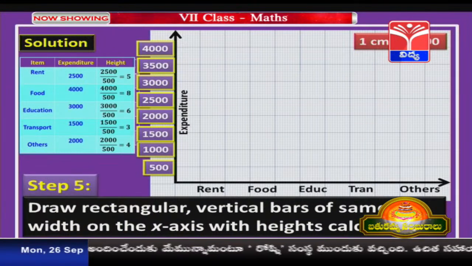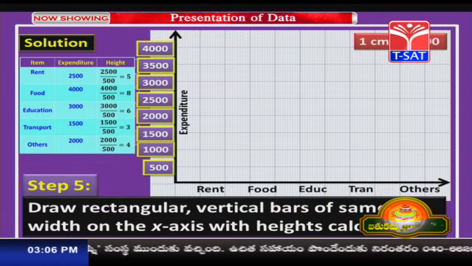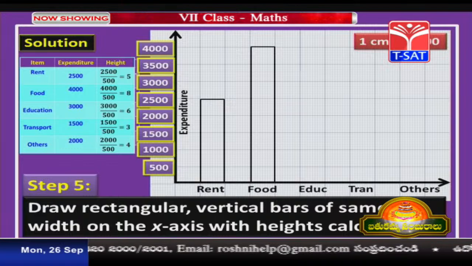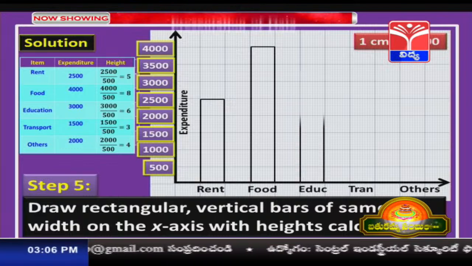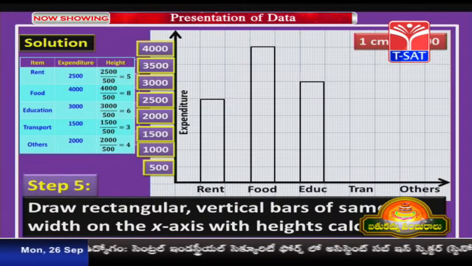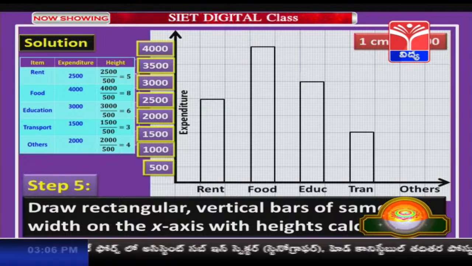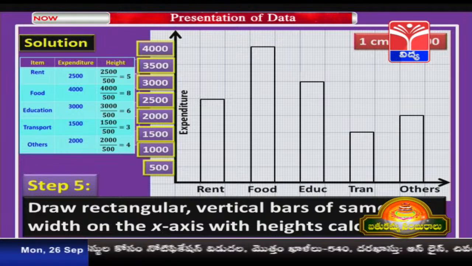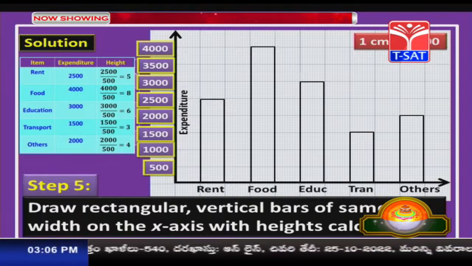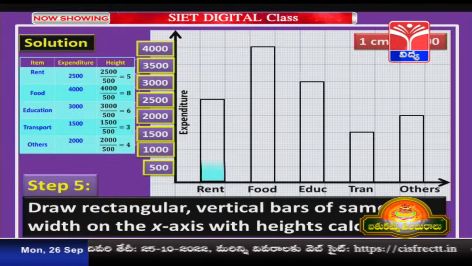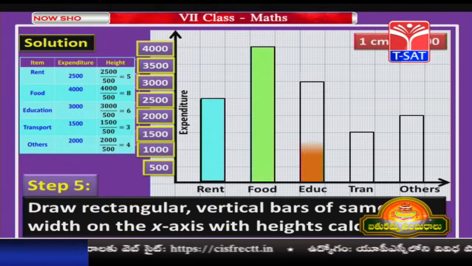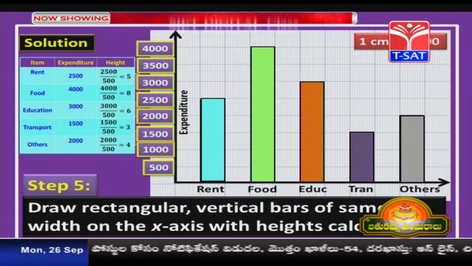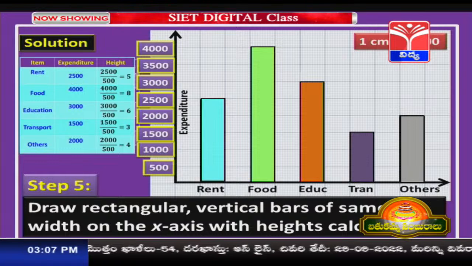Okay. So, first for rent. So, 5 units are 2500 rupees. We will draw a bar as shown. Again for food it is 4000 rupees or 8 units. For education it is 3000 or 6 units. For transport it is 1500 rupees or 3 units, and for others it is 2000 or 4 units. Again we will color these bars. Yes, you can see the different colors, so that our bar graph looks very attractive. Okay children, I think you have understood drawing the bar graph.